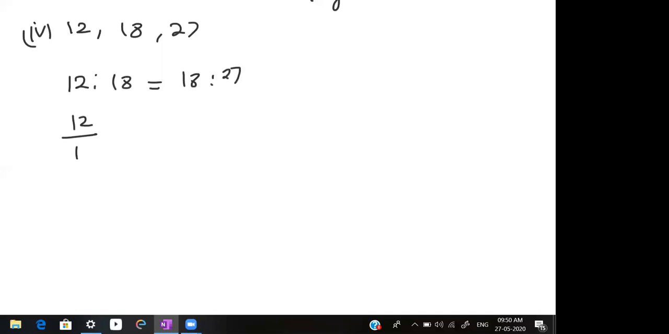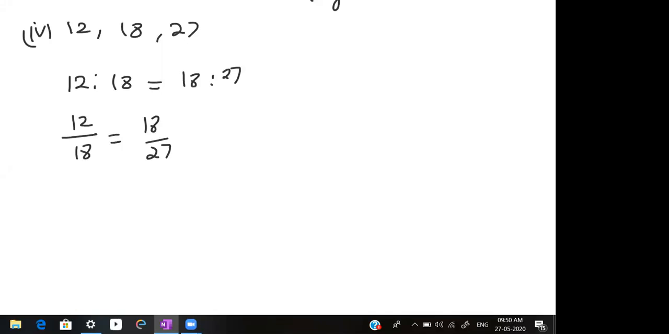Adarsh Singh. Fourth part is 12 comma 18 comma 27. So write 12 comma 18, 12 ratio 18 is equal to 18 ratio 27. So 12 upon 18 is equal to 18 upon 27. Can we write like this?